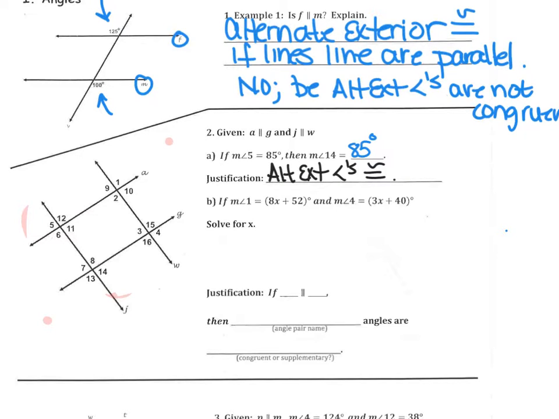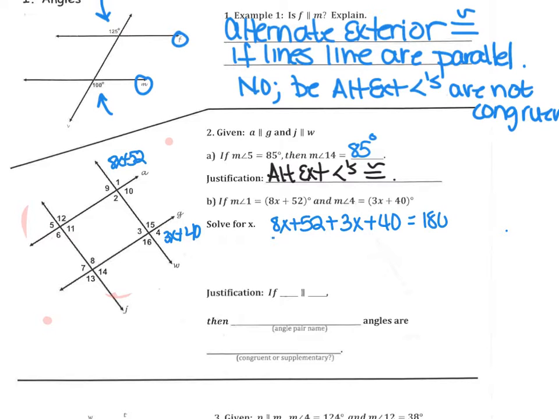It says that angle 1 is 8x plus 52, so I'm going to come over here and write 8x plus 52. And it says angle 4 is 3x plus 40. Now I want to figure out the angle relationship. They're on the same side in their exterior, so the two of those should add up to 180. So 8x plus 52 plus 3x plus 40 should equal 180.